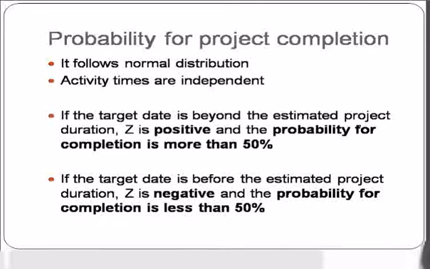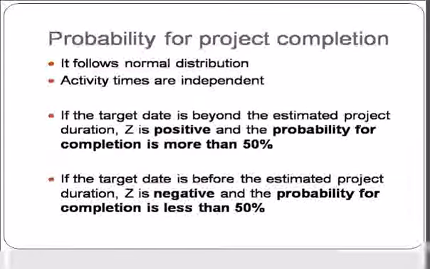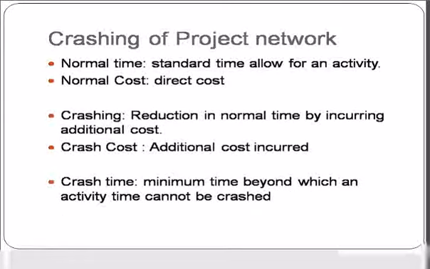Then two conditions are there. First, if the target date is beyond the estimated project duration, Z is positive and the probability of completion is more than 50%. If the target date is before the estimated project duration, Z is negative and the probability of completion is less than 50%. This is the criteria for determining the probability for project completion.